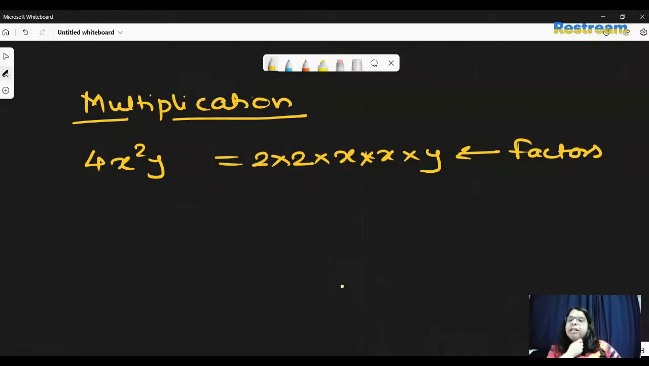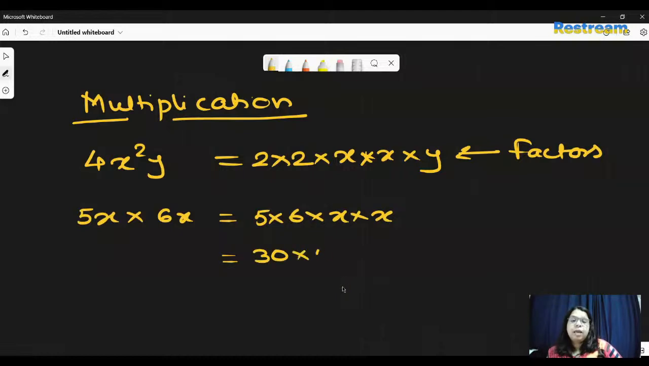So let's say first let's multiply two like terms. So we take 5x multiplied by 6x. So you multiply 5 with 6 and then you multiply x with x. So we have 30x square, which is equal to 30 into x square, which is equal to 30x square.